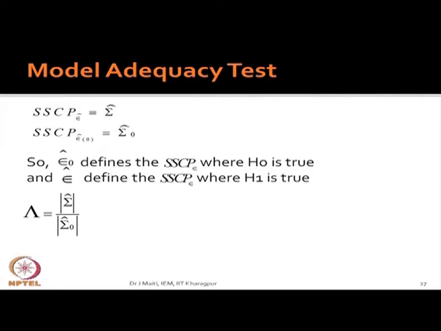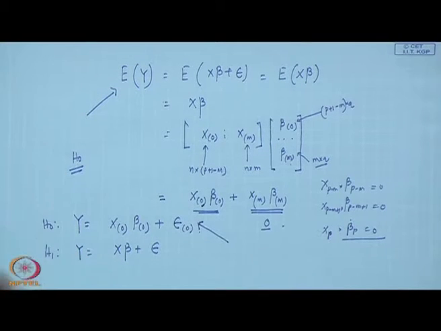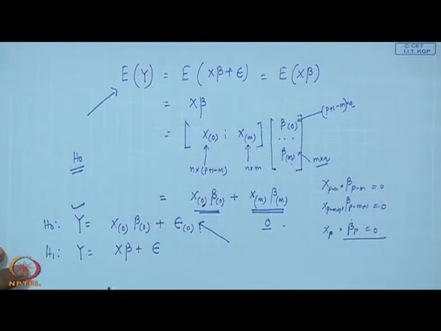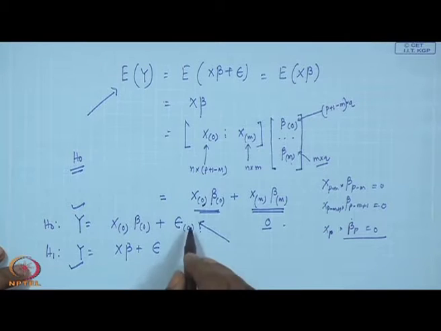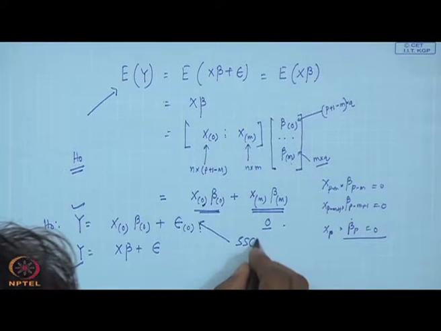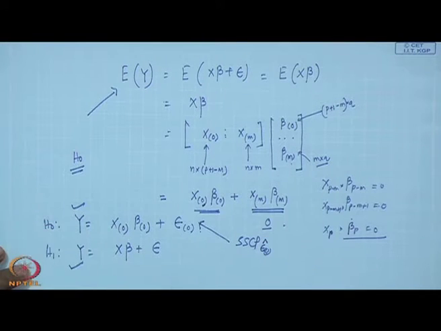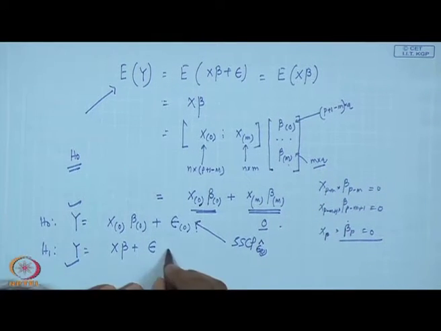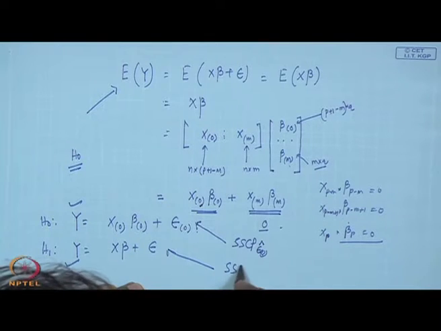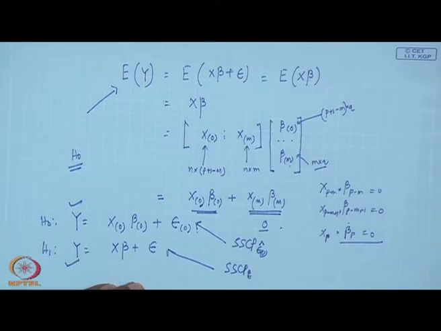So, what will happen here, if I fit this model vis-a-vis this model, you will be finding out SSCP epsilon 0 estimate here, and here also you will be finding out SSCP epsilon cap, this estimate. Getting me?